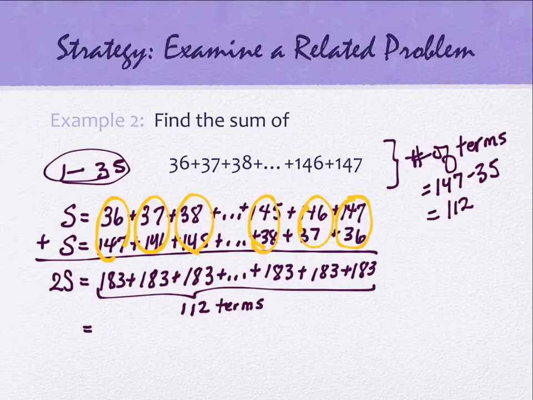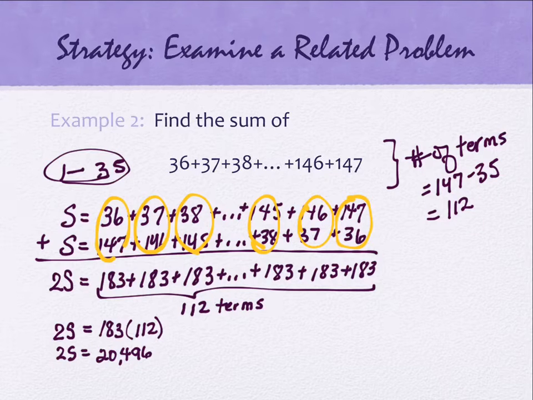Okay, so now what? Still have double the value, so still 2S on the left. What do I do with all these 183s, and I've got this 112 now? I multiply them, because repeated addition is multiplication. So I have 183 times 112, which is what? 20,496. And then what would I do to actually find the sum? Divide it by 2. And what would that give me? 10,248.